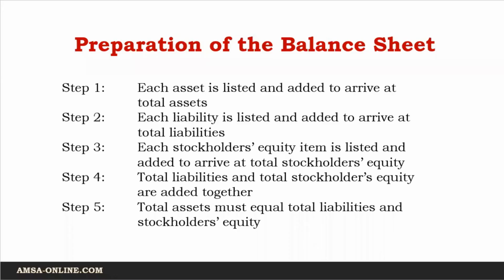The balance sheet is prepared by listing the accounting equation in a vertical rather than a horizontal form using the following 5 steps. For preparing the balance sheet, each item under asset, liability, and stockholders' equity is listed and added to arrive at their respective total amounts. The total of the liabilities and stockholders' equity must equal the total of the assets.